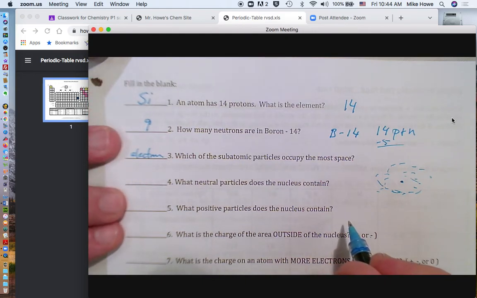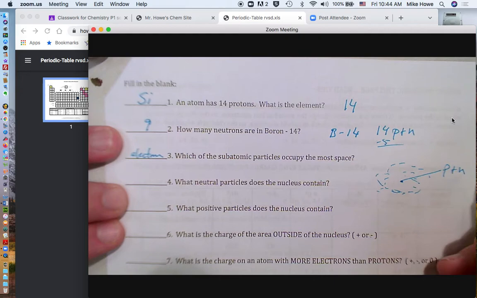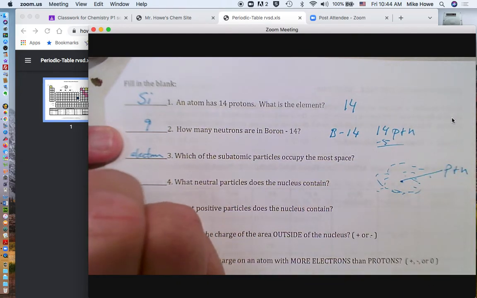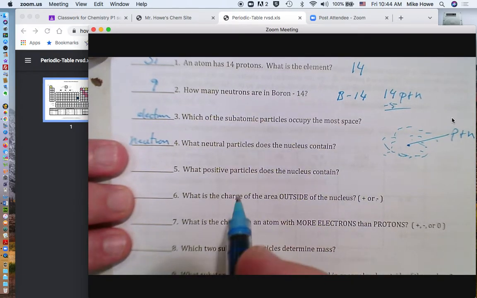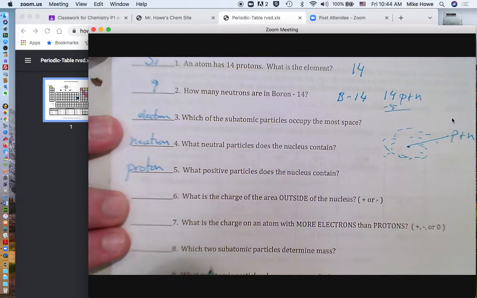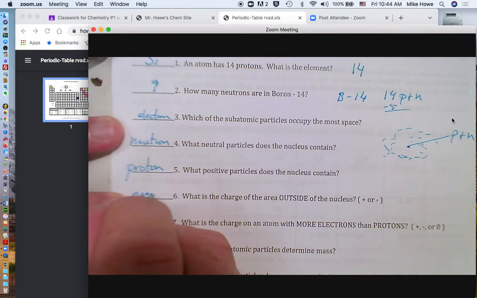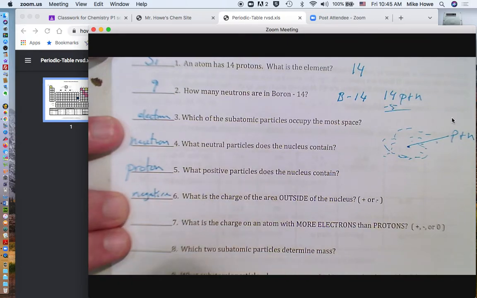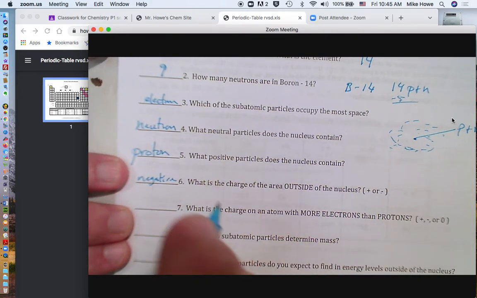The neutral particles that the nucleus contains, remember the nucleus contains protons and neutrons. Which of those is neutral? Number 5, the positive particles. Well, if the neutrons are neutral, it follows that the protons are positive. And the area outside the nucleus out here, that's negative, because the electrons have a negative charge. Okay, and if you have more electrons than protons, that means more negatives than positives.